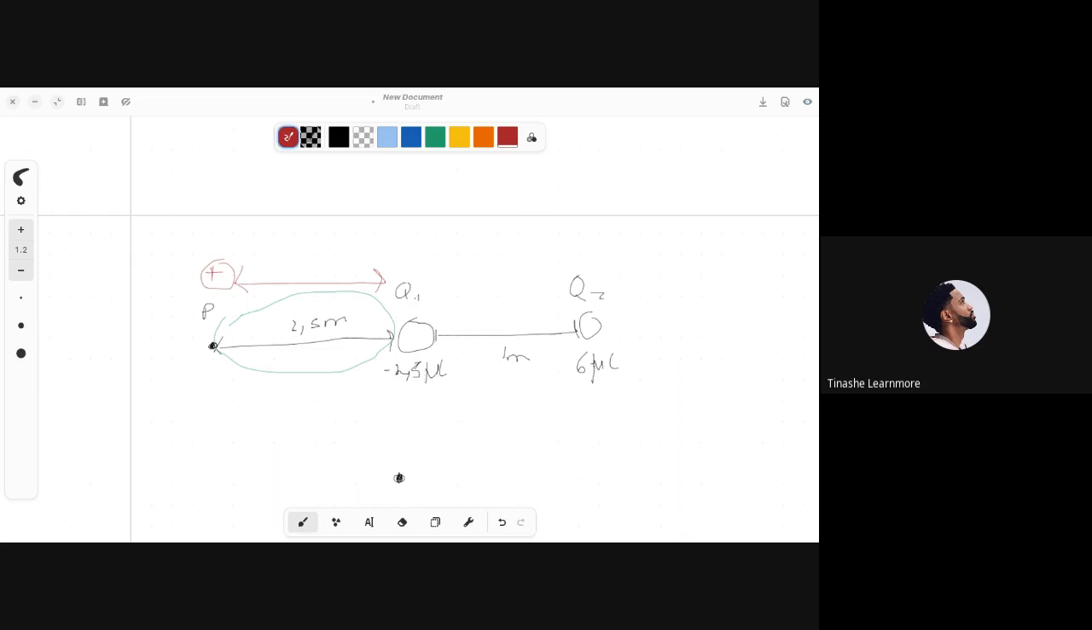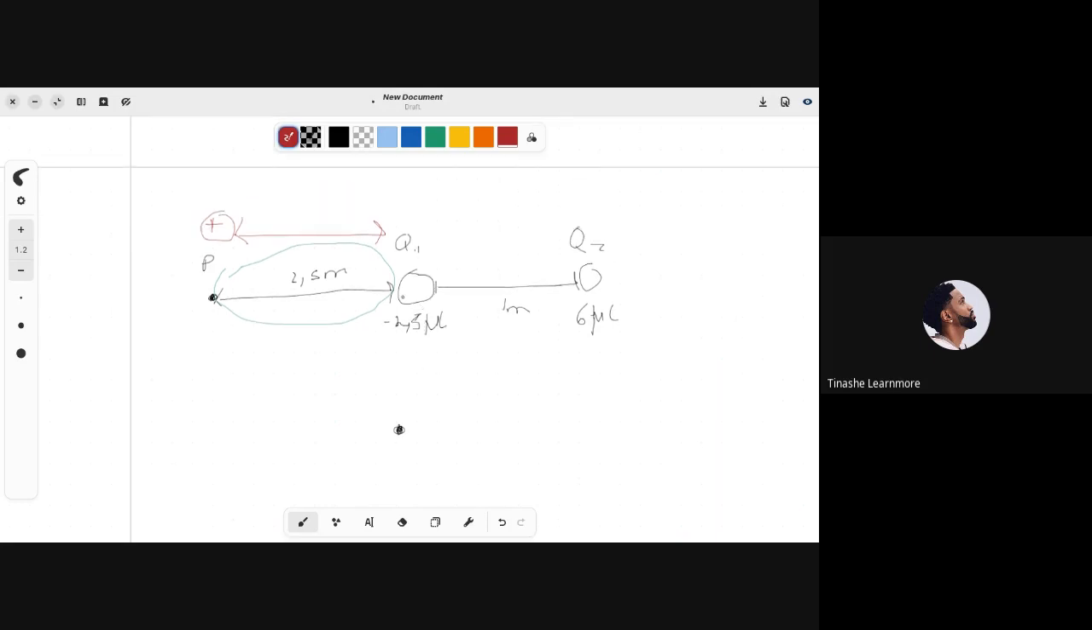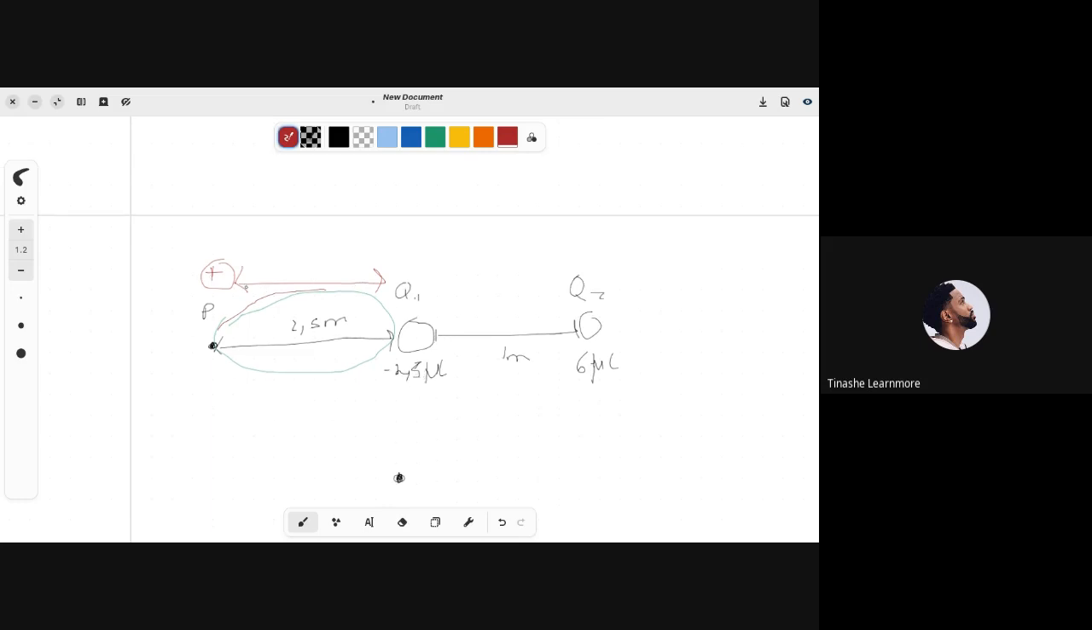Attraction or repulsion? Repeat again. We're working on drawing the vector diagram. Right now, we're just analyzing between P and Q1. And we know that we're doing a positive charge test. P, we're going to take it as positive, and Q1 is given to be a negative charge. Do we have an attraction or a repulsion there?